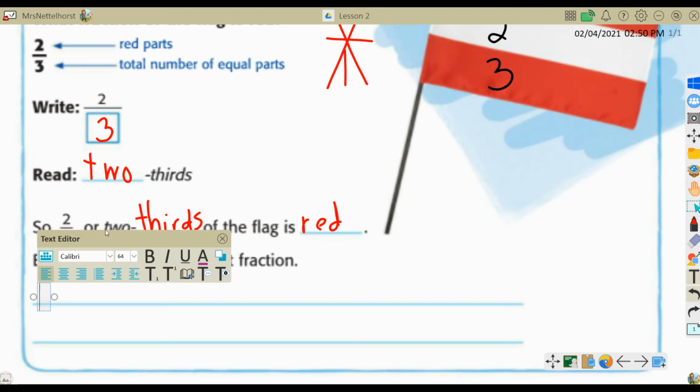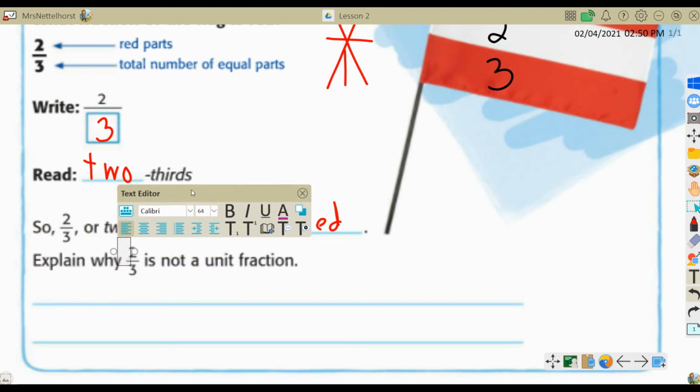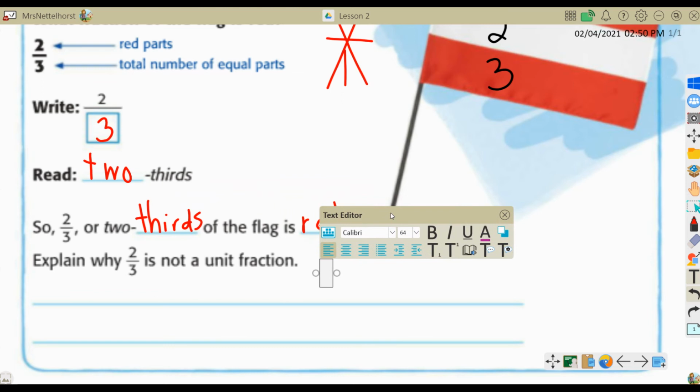And I'm going to move my box out of the way here because I need to see my question. So I'll slide it over here and then I'll move it back. So 2/3, 2/3. Now this is how you write it when you can't write in fraction format. 2/3 is not a unit fraction. And then it says explain why.